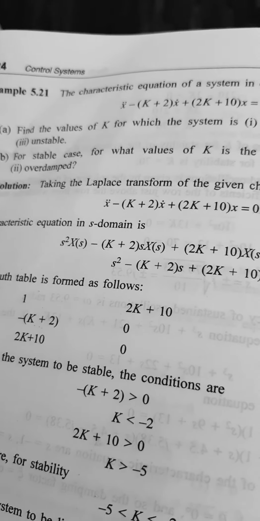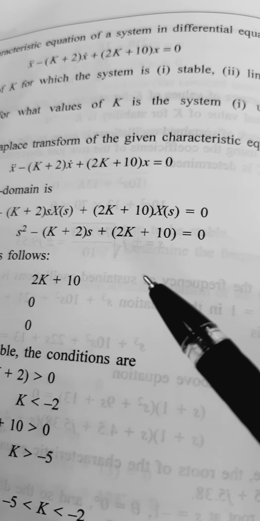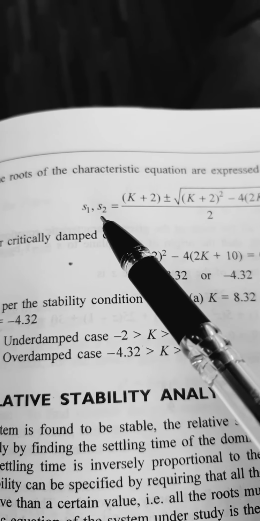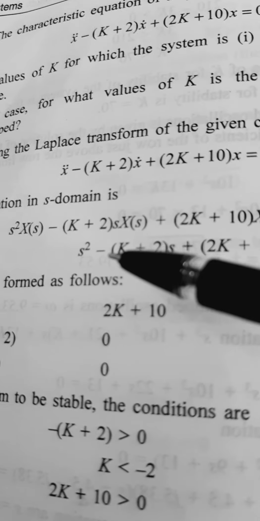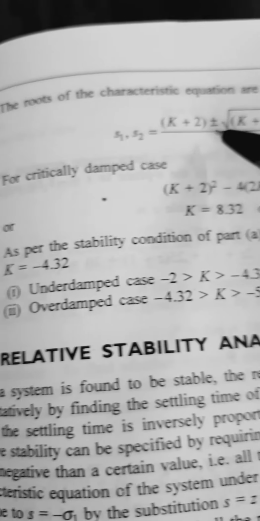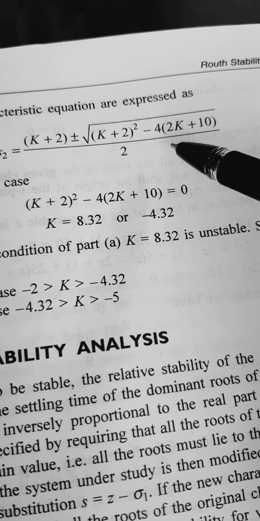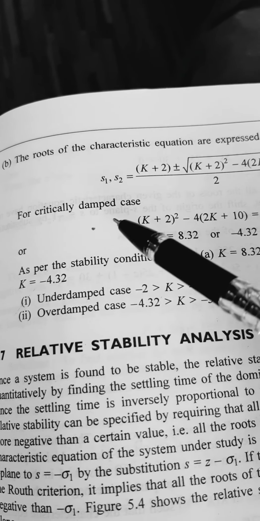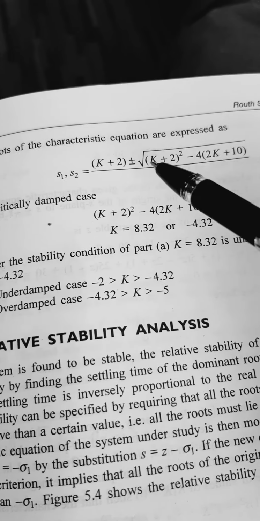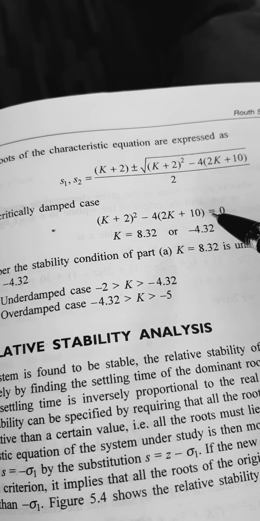Now, looking into this characteristic equation, you know that it is a second order quadratic equation. So the roots of the characteristic equation can be found by S1, S2 is equal to minus b, here minus b will become plus, minus b plus or minus root of b square minus 4ac, divided by 2a. Now for the critically damped case, the condition is that whatever there is in the root should be 0.